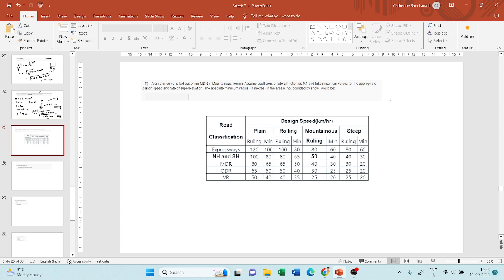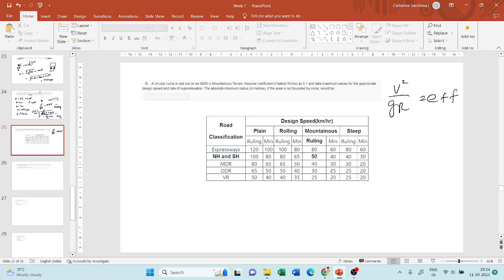Okay, so in most of the cases we take only equations for skidding. So v square by gr is equal to e plus f is the equation that we always use when we solve problems for horizontal curves, unless and until it is mentioned to check for overturning. If they've specifically mentioned what should be the velocity, the speed, or the radius to prevent overturning, only then you will use the equation for overturning. If not, you will use the equation for skidding.